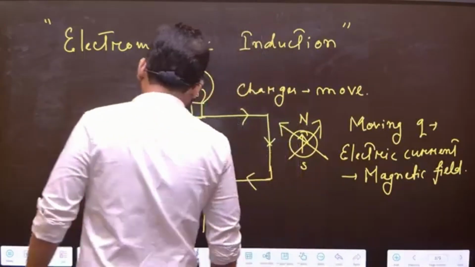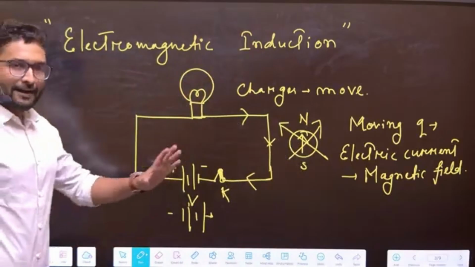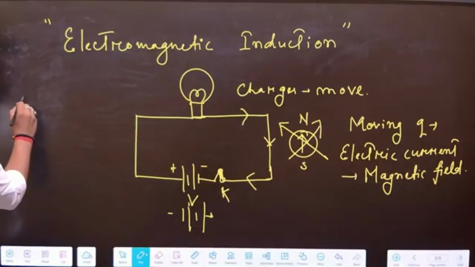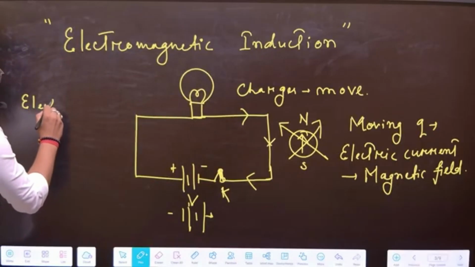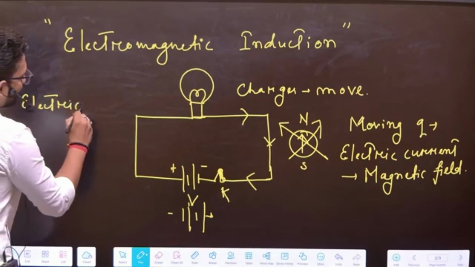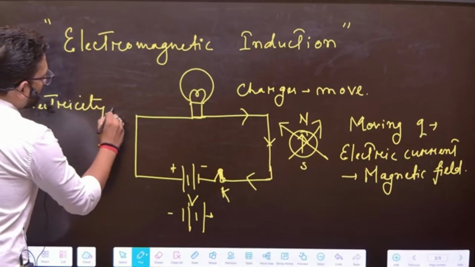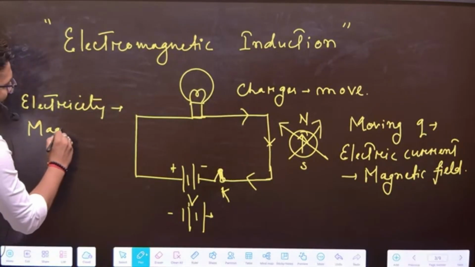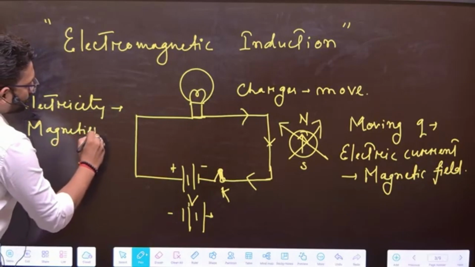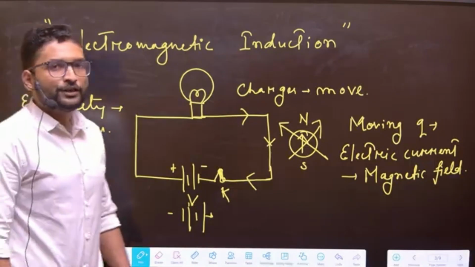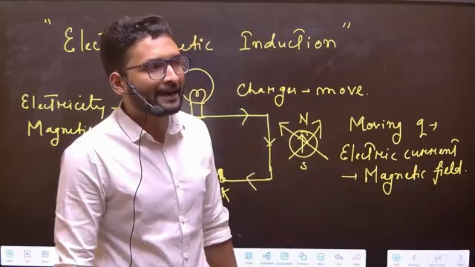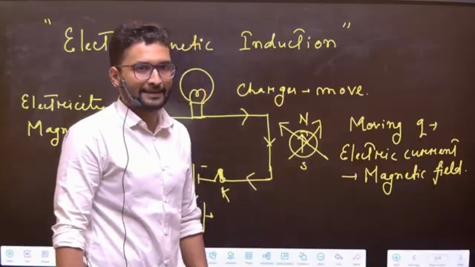So what were the findings of Oersted's experiment then? The findings were that electricity basically produced magnetism. That means we got magnetism out of electricity. That was the finding of Oersted's experiment.